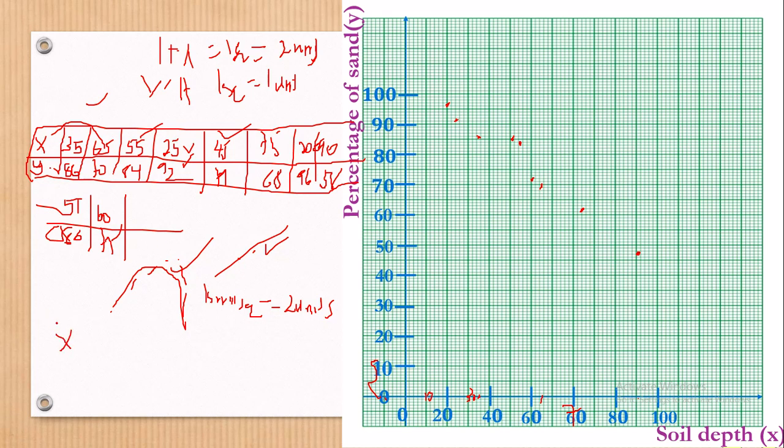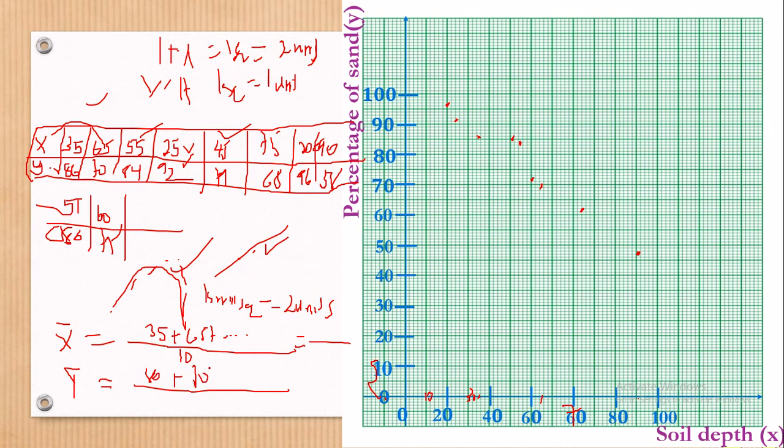Now, what must you do next? Here, you must find the x bar and y bar coordinates. How do you get x bar and y bar? You add all x values, like 35 plus 65 plus the rest, and divide by how many they are, maybe 10, then you give that answer. Do the same for y. You add 86 plus 70 plus the other points, divide by 10, and you give that value. Now you make a coordinate of x bar, y bar. That coordinate is also plotted in here.